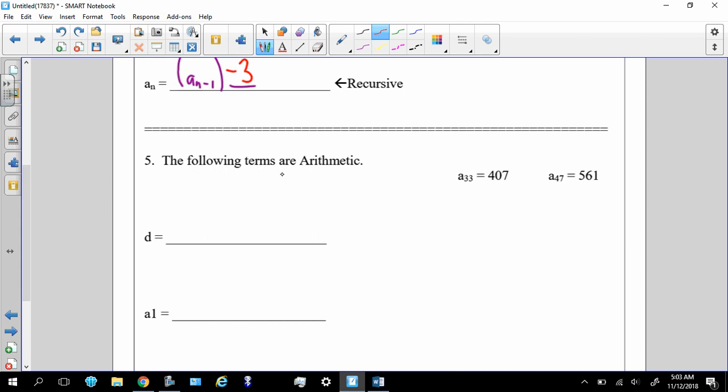Now here it says the following terms are arithmetic. My 33rd term and my 47th term. So first thing I need to do is find my common difference. Now if you remember, finding your common difference, this is your later term, this is your early term. Your later term, 561, minus my early term, 407. I'm going to get a number, and then I'm going to take that number.